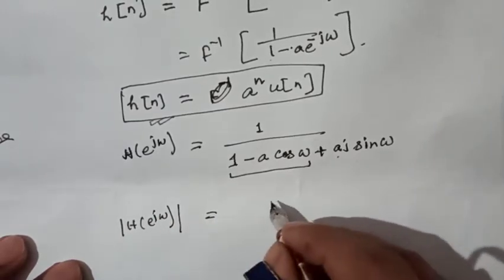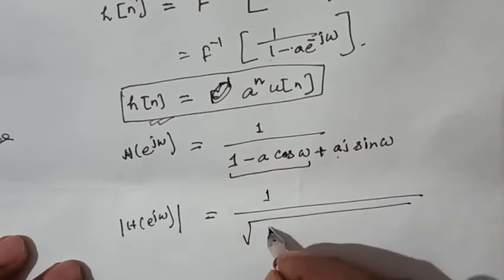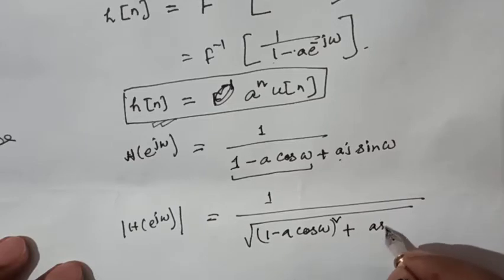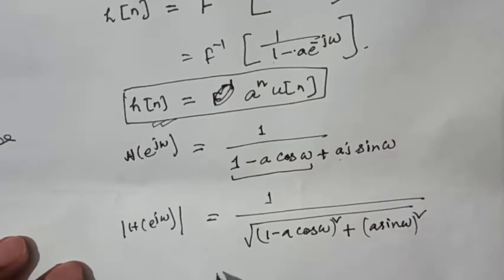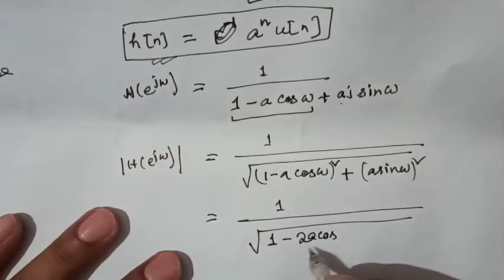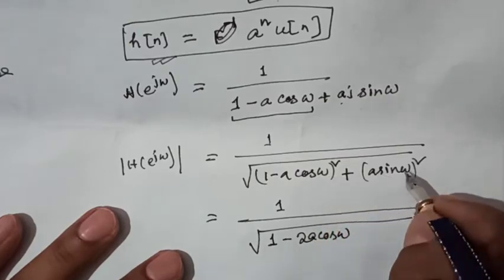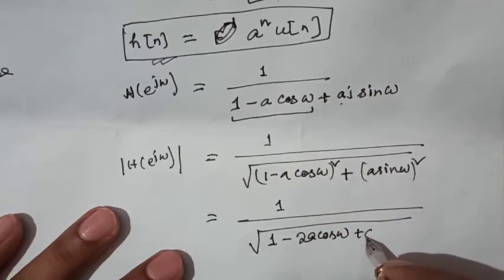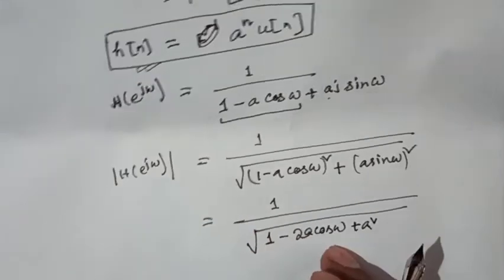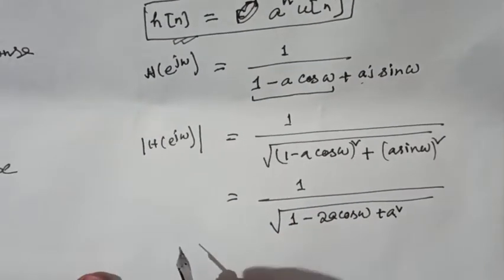So if we then calculate the magnitude of H of e to the power j omega, it will be 1 upon square root of (1 minus a cos omega) squared plus (a sin omega) squared, and from which it will be 1 upon square root of 1 minus 2a cos omega plus a squared cos squared omega plus a squared sin squared omega, and since cos squared plus sin squared is 1, it is a squared. Okay, so this is the magnitude response of the frequency response H of e to the power j omega.